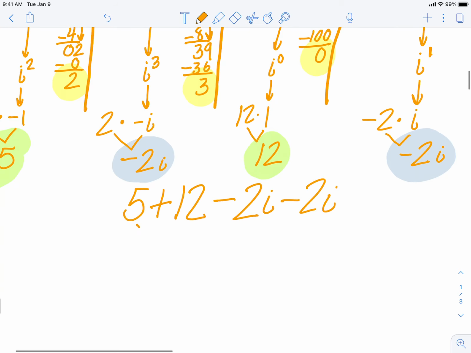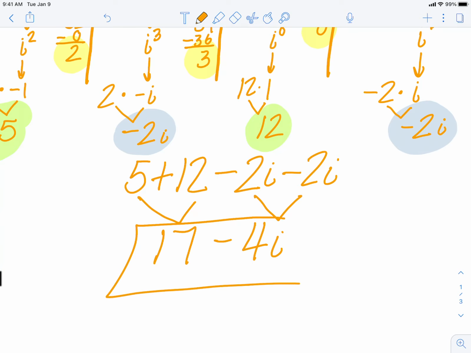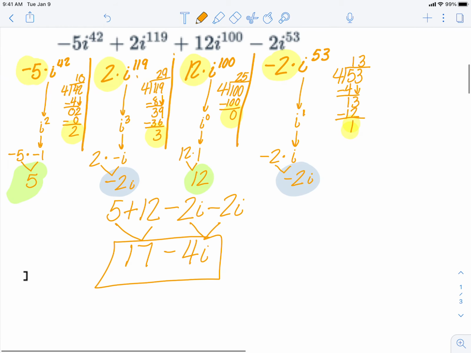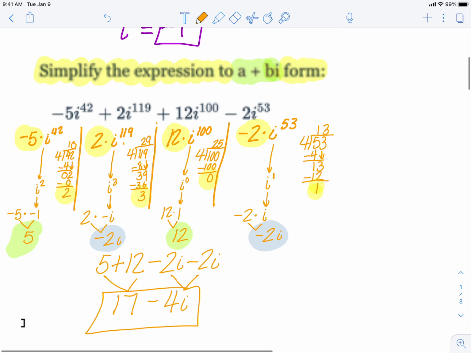And now I can add these two boys. And I can add these two boys. And 5 plus 12 is 17. And negative 2i and negative 2i are the same sign, so I'm going to add them. 2 plus 2 is 4i. And since they're both negative, it's a negative 4i. And that right there, kiddos, is my solution to this problem here. There would definitely be a problem just like this in the quiz.